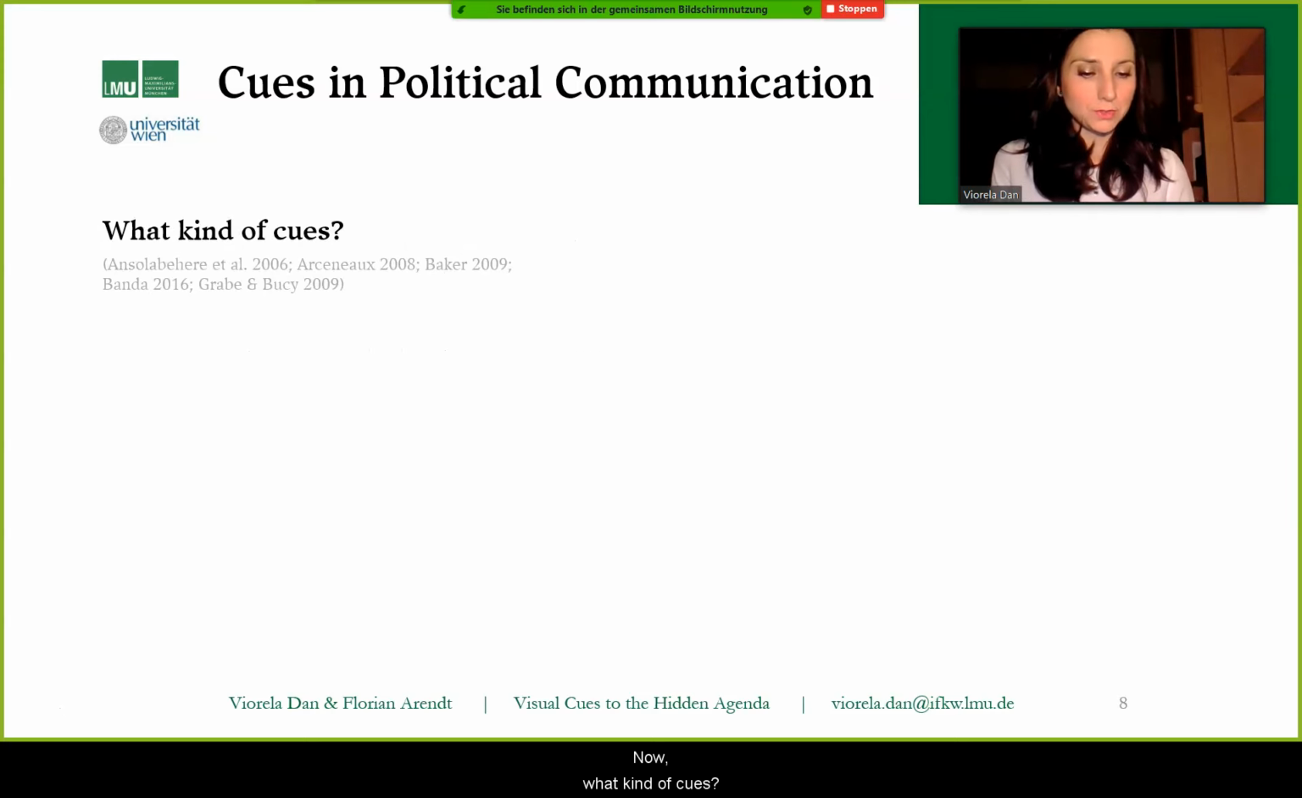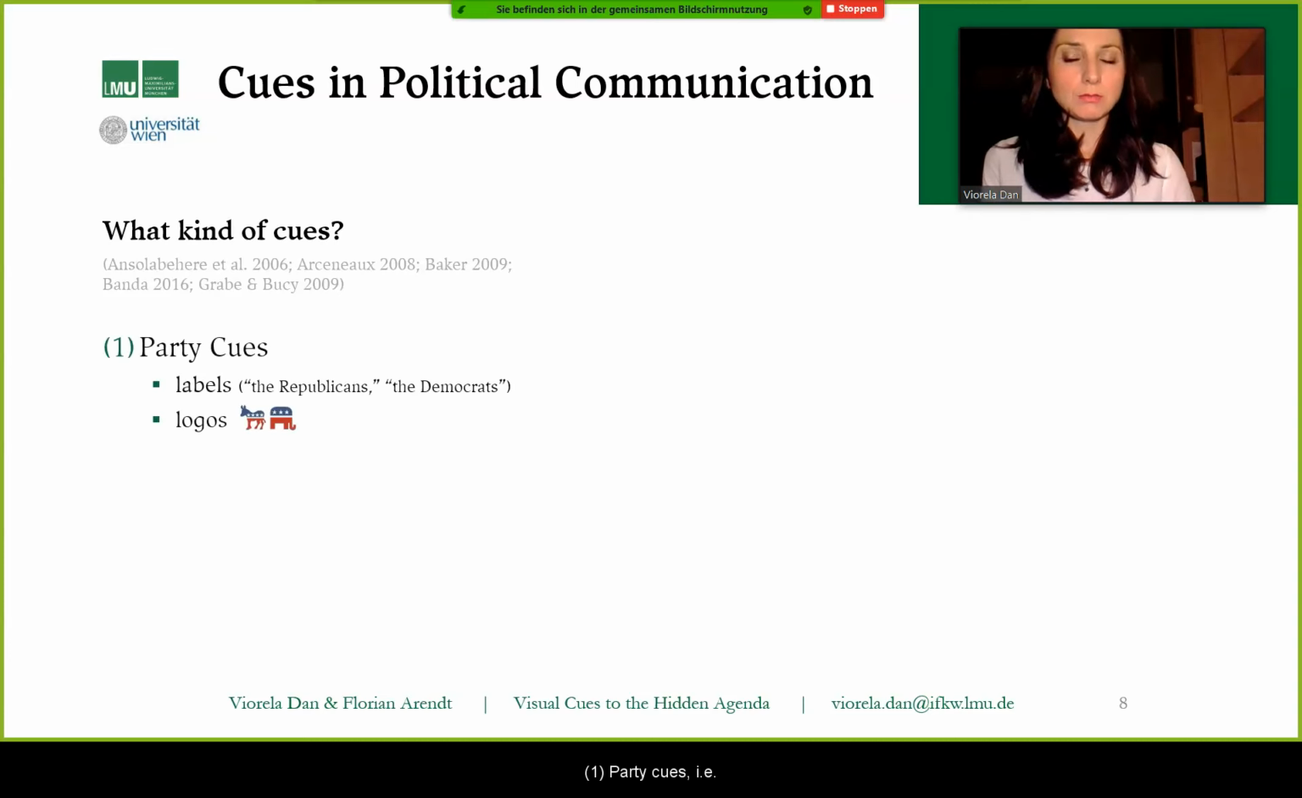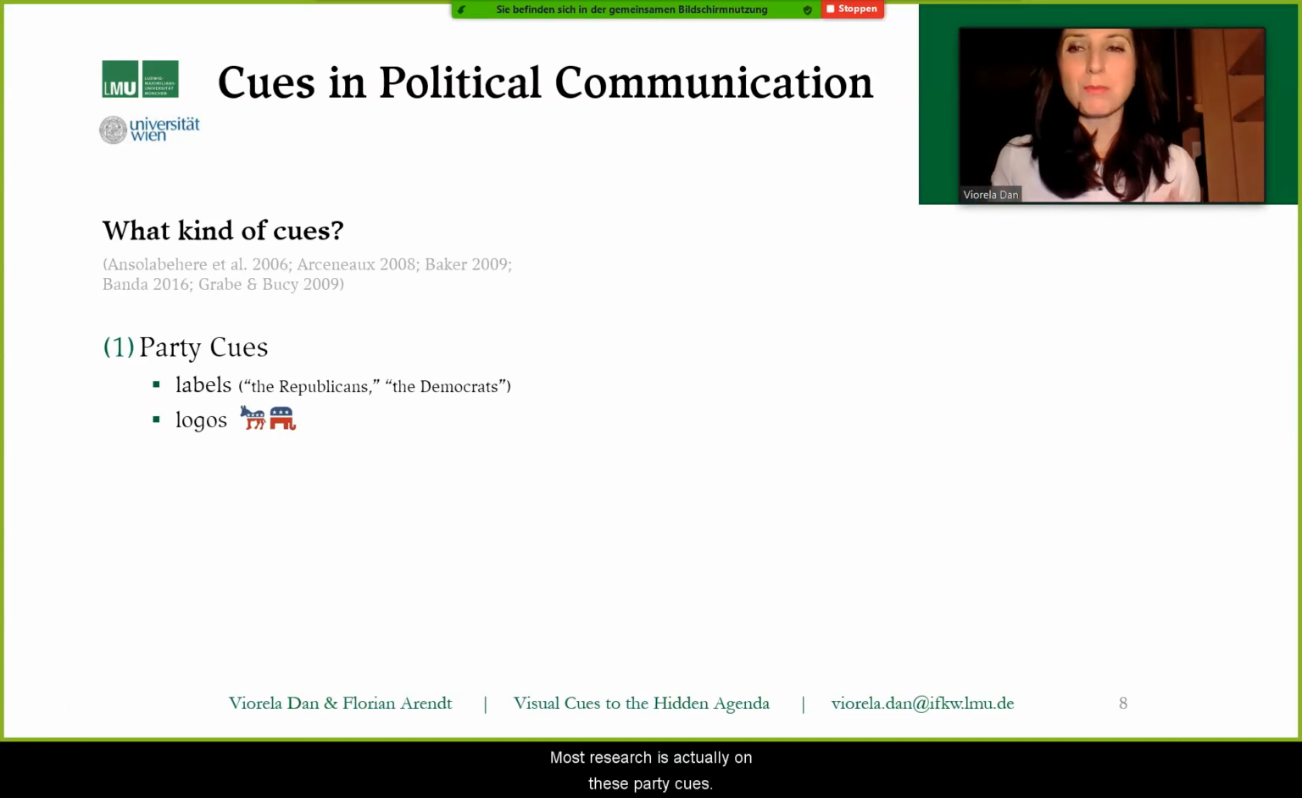Now, what kind of cues? There are two main categories. There are party cues, so labels like the Republicans, and logos, those used by politicians, by political parties. Well, most research is actually on these party cues. We know that they are very salient, which means that normally it's very easy to infer policy positions from them. However, they do not always help. For instance, in the case of a new party, a new issue, or in the case of local politics.